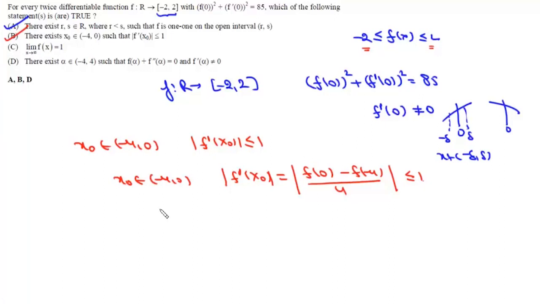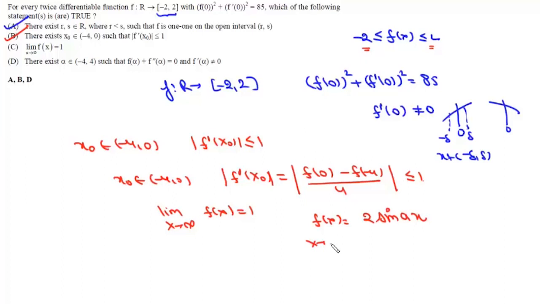Now this third one, it is limit x tends to infinity f(x) equal to 1. This may not always be true. So we have this bounded function. If we choose this bounded function f(x) as some 2 sin(ax), then it will satisfy all these conditions.